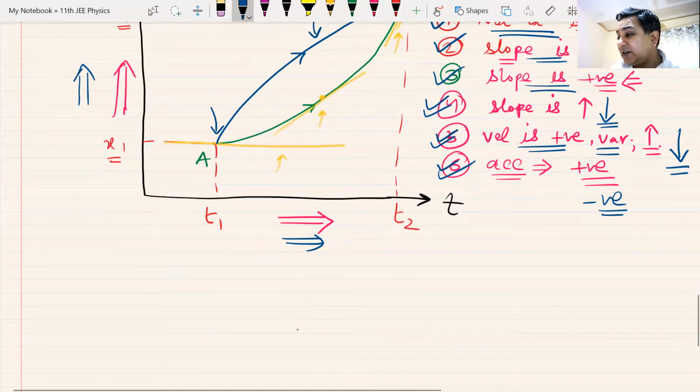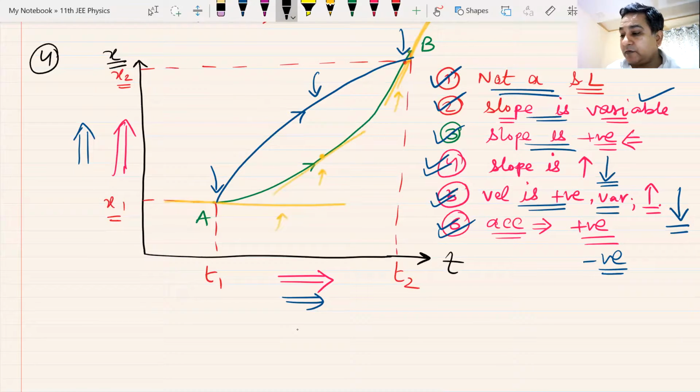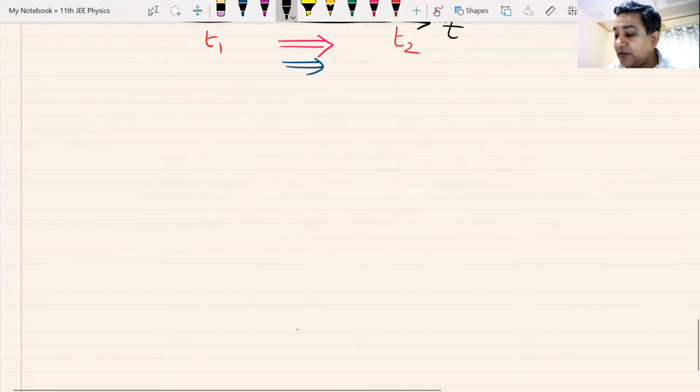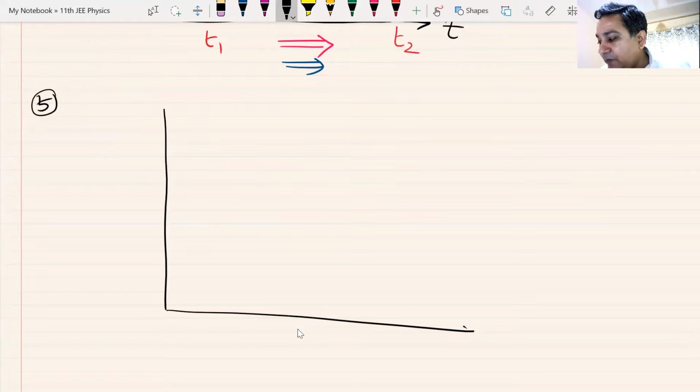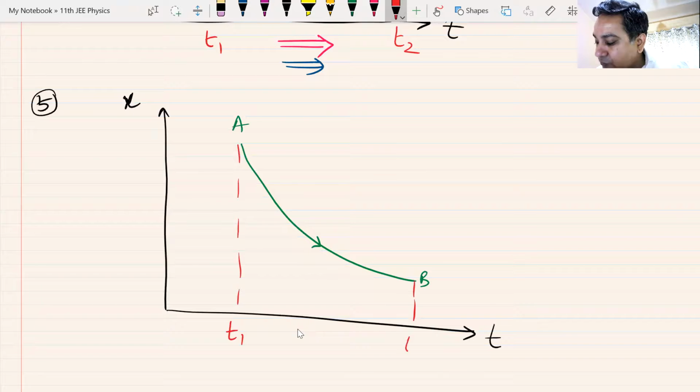And so I will finish the class with the last of these graphs. I'll discuss one of those graphs and leave the rest to you. Graph number 5. Here I have plotted x, here I have plotted t, and the graph looks like this from A to B. This is time t1, this is time t2, this is position x1, this is position x2.